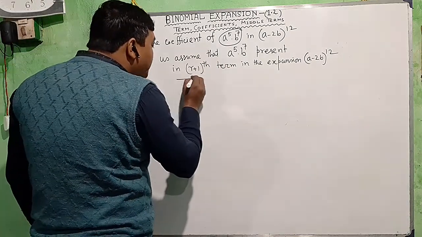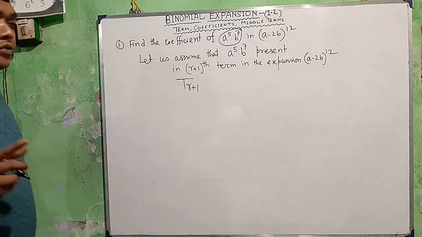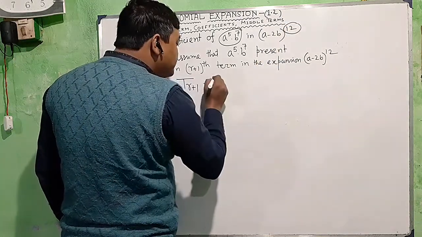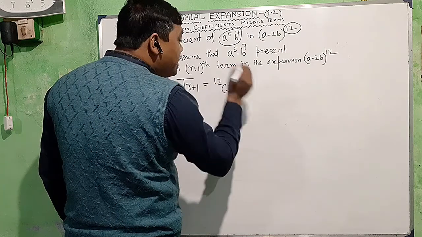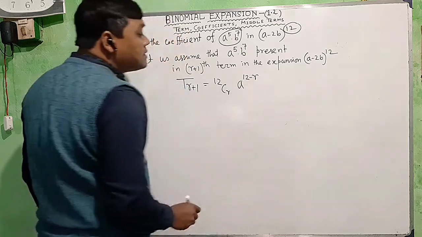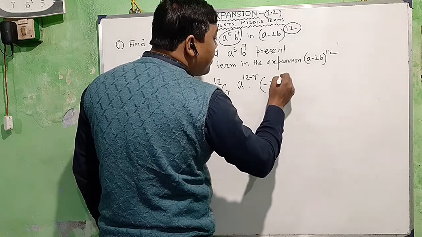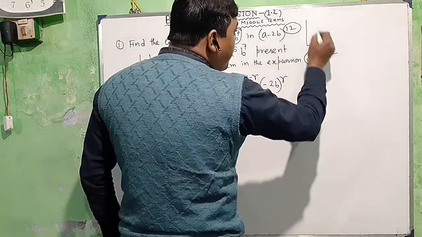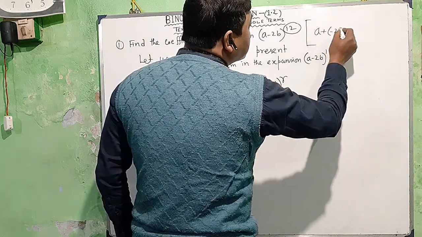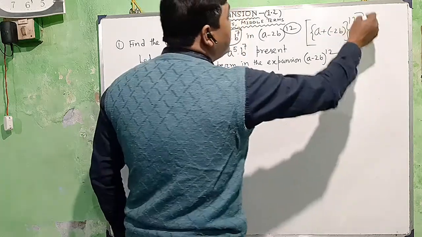So what about T(r+1)? We have to determine r. So T(r+1), according to the formula nCr, here n equals 12, nCr a to the power, a is also here a, 12 minus r, that is n minus r, into b, b means (minus 2b) whole to the power r. Because (a minus 2b) whole to the power 12, you can write here (a plus (minus 2b)) whole to the power 12. Okay, equivalently.